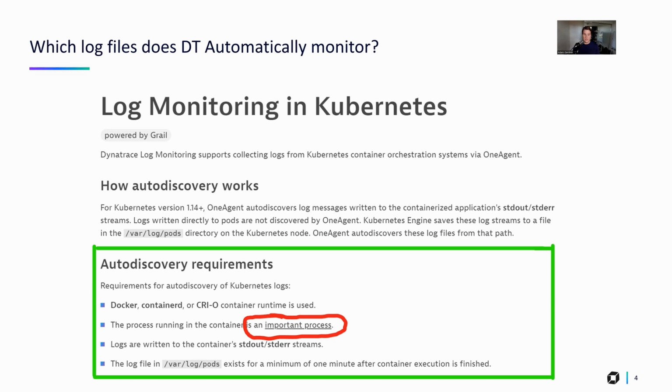Well, the Docker, containerd or CRI-O runtime is used. From Dynatrace, I know that that's true. I can see that I'm using containerd. That's perfect. The process running in the container is an important process. Logs are written to the container standard out or standard error streams. A lot of that I know is happening in my job in Checkov. So that really drove me to dig into what an important process means to Dynatrace.